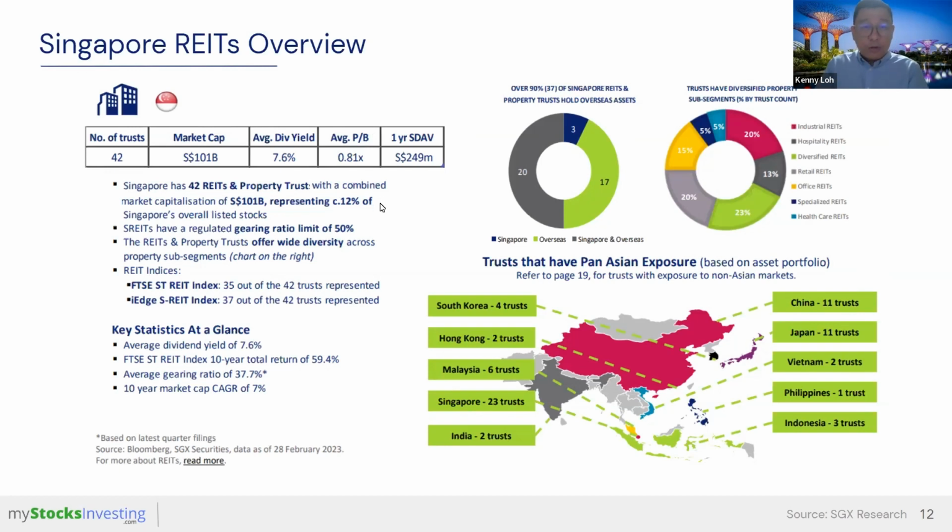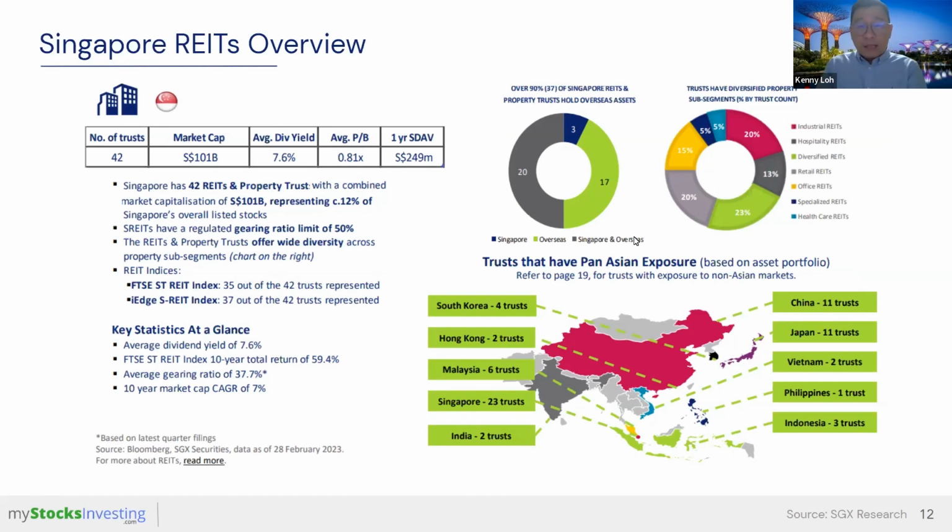And REITs occupy close to 12% of the total STI index, right? STI is close to 38% bank stocks. That's why if you invest in the STI index, basically you are investing in the Singapore banking sector and also the S-REIT sector. Banks and S-REITs are close to 50% of the market capitalization of STI.